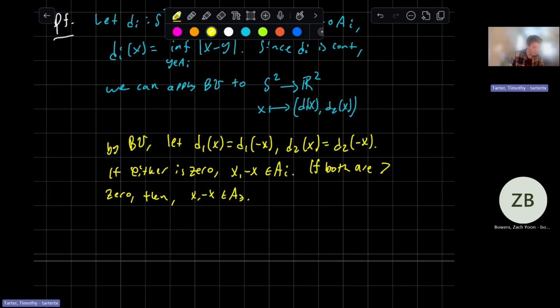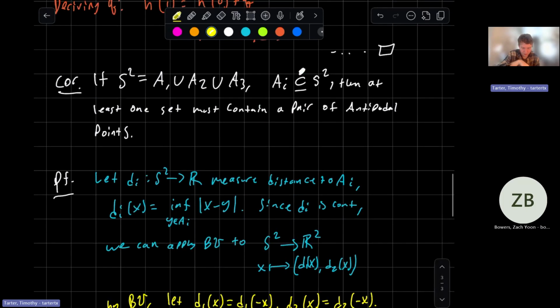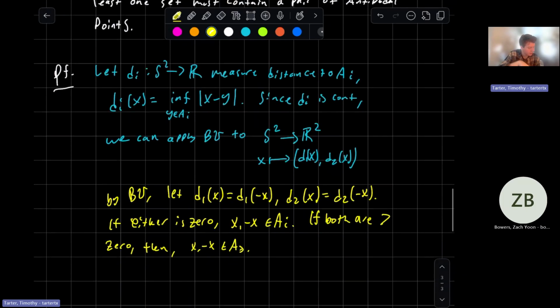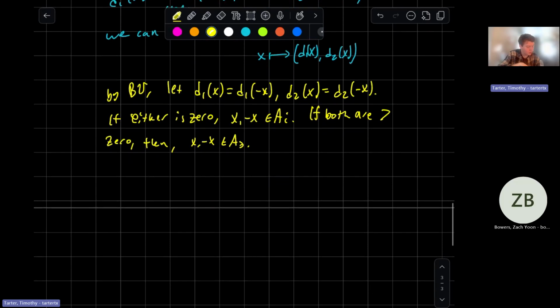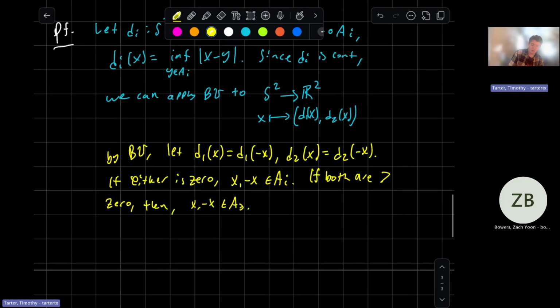Okay, I mean, that makes a little bit more sense about why 3 works. It would seem that A1, A2, A3 is a partition of S2. Okay, yeah. I feel a little bit better about that.